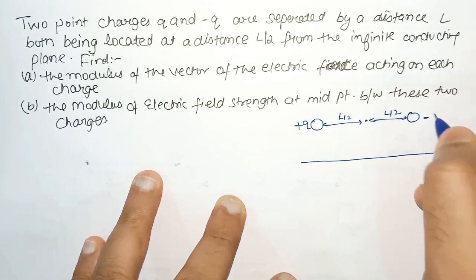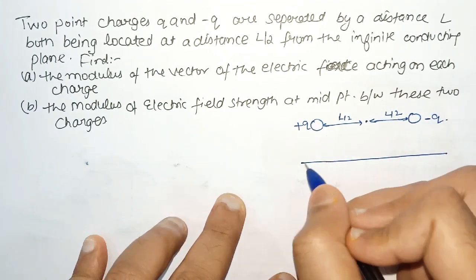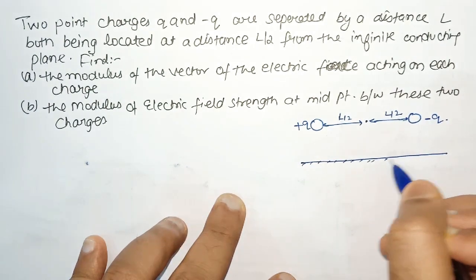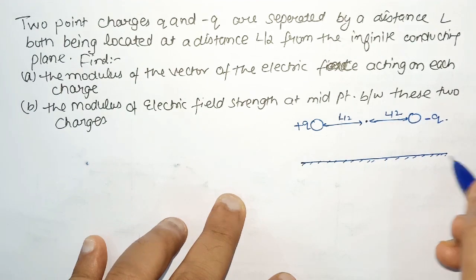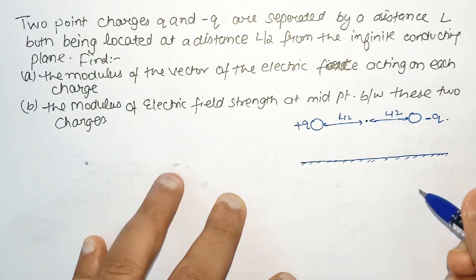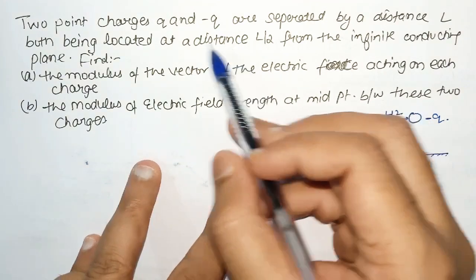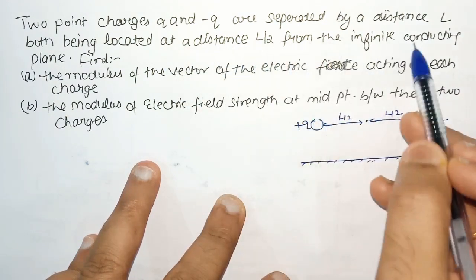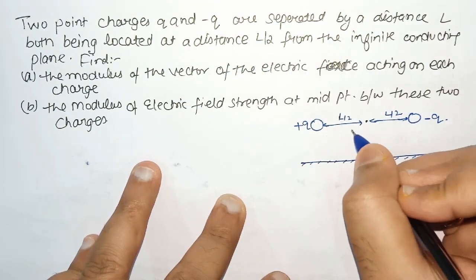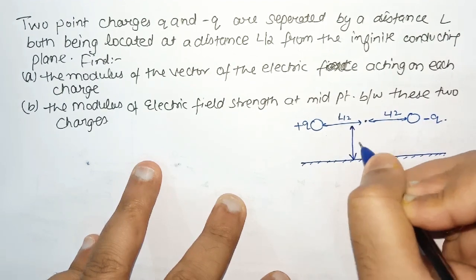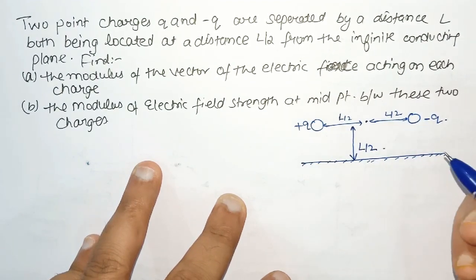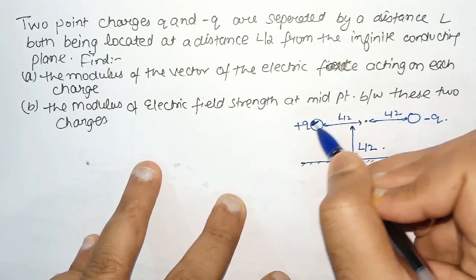And the charge is minus Q. This is the infinite conducting plane. Now they are located at distance L by 2 from the infinite plane, and the separation between these two points is L. Students, this is the conducting plane.